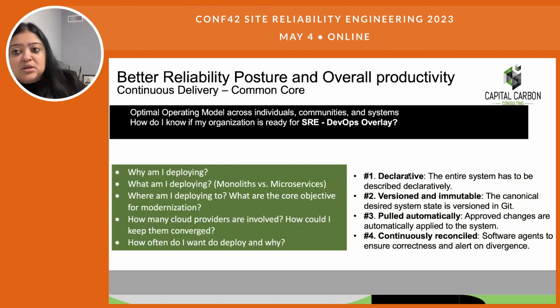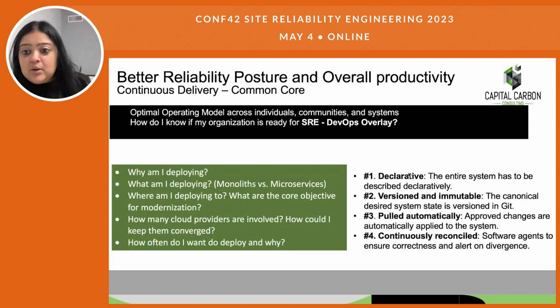If we start answering these questions, we will come to a point where we would be able to assess or analyze our state of the nation from an organization, individual, or community perspective, whether we are ready for that DevOps SRE overlay, and start talking about the common core, which is continuous delivery and associated practices. And when we talk about that common core, essentially we are talking about four principles.